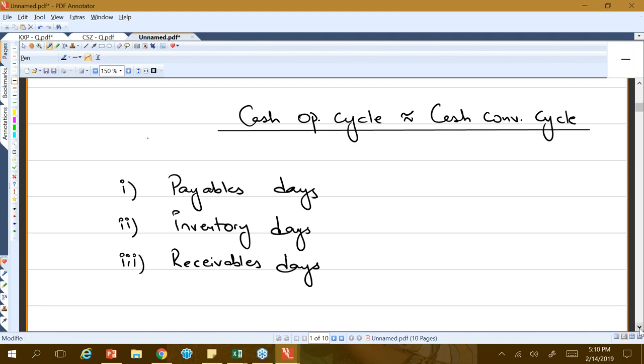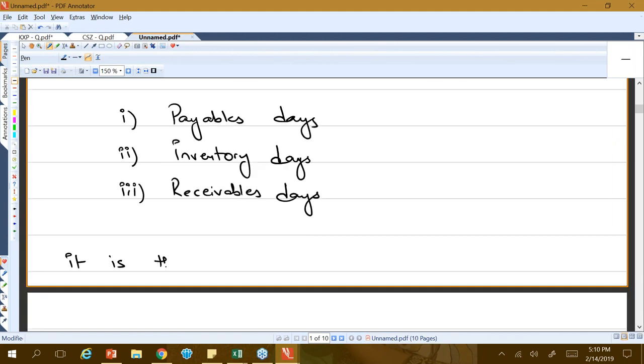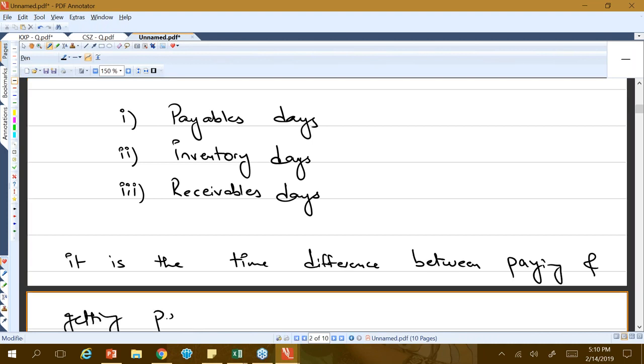Now, what is the cash operating cycle? It is the time difference between paying and getting paid. Paying to whom? Paying to the payables. And getting paid from whom? Getting paid from the receivables.